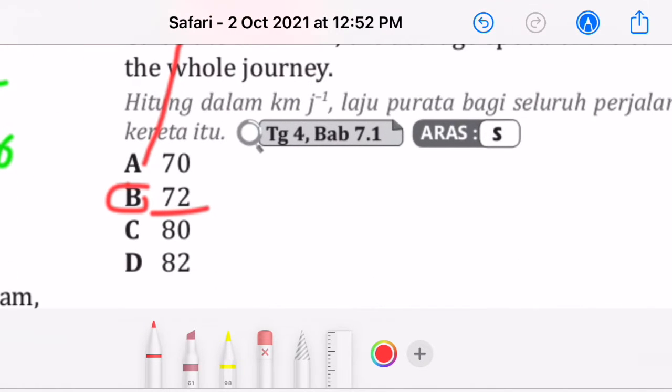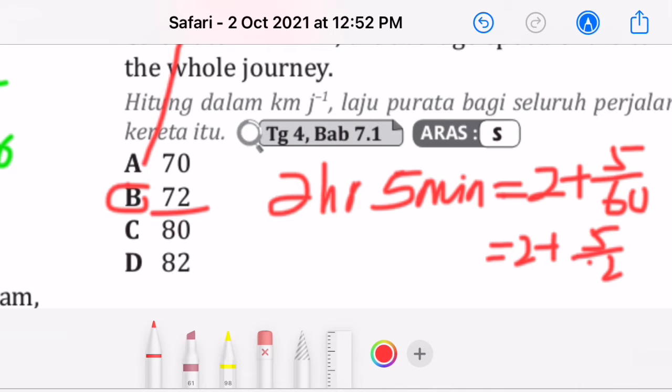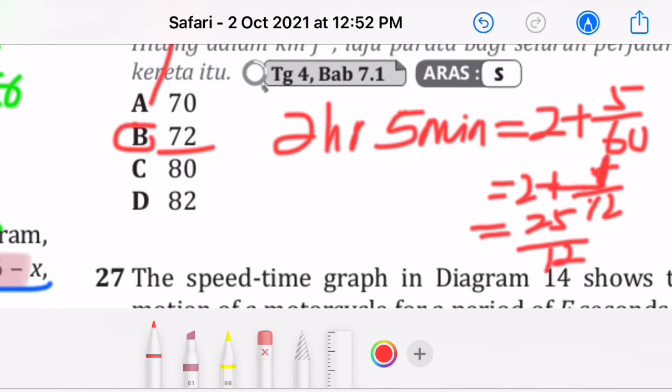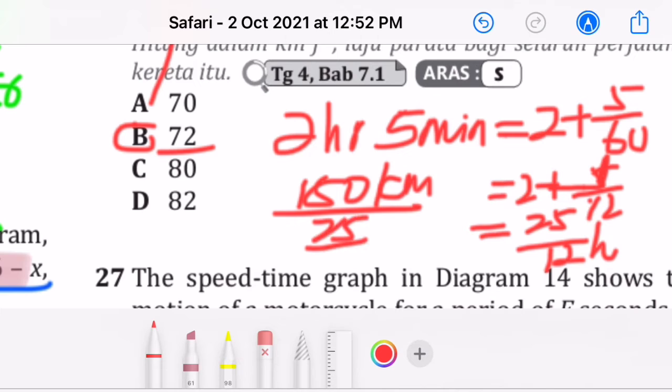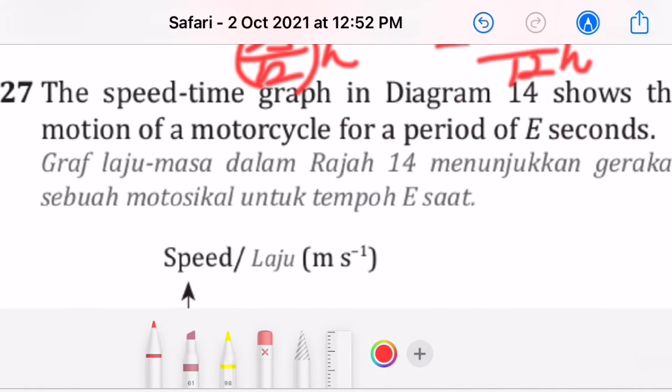You have to convert the time 2 hours and 5 minutes; you can do 2 plus 5 over 60. So 2 plus 1 over 12, since 5 over 60 is 1 over 12, so you have 25 over 12 hours. Okay, that is how you convert. You must take the total distance, 150 kilometers, divided by the total time taken in hours, and then you will get this answer. Alright, so let's proceed to question 27.